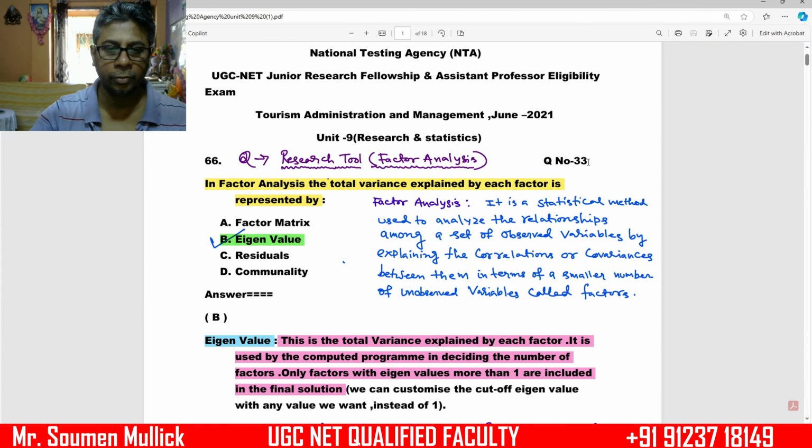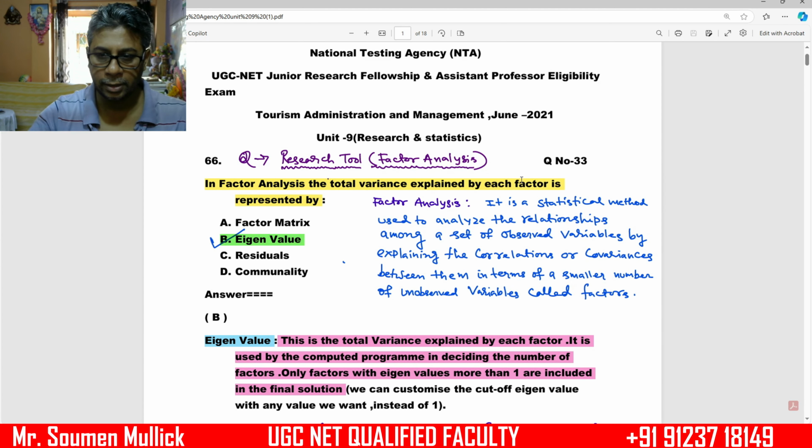The first question, number 33. This question is based on factor analysis. In factor analysis, the total variance explained by each factor is represented by, they have given 4 options. So first of all, you have to understand what is factor analysis.